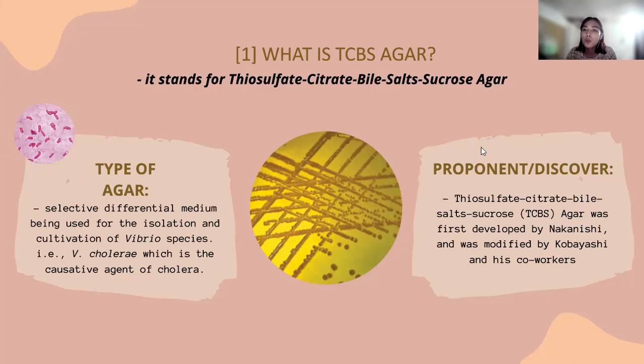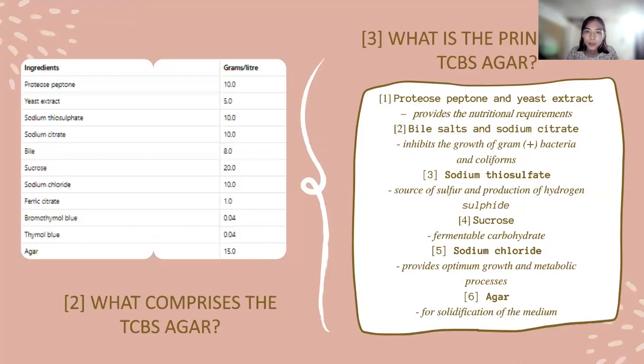To give you an idea, a side note only, about the discoverer of TCBS agar. TCBS agar was first developed by Nakanishi. We're just using their last name for reference. As time went by, with developments in the fields of biology and microbiology, it was modified by Kobayashi and his colleagues. Next.